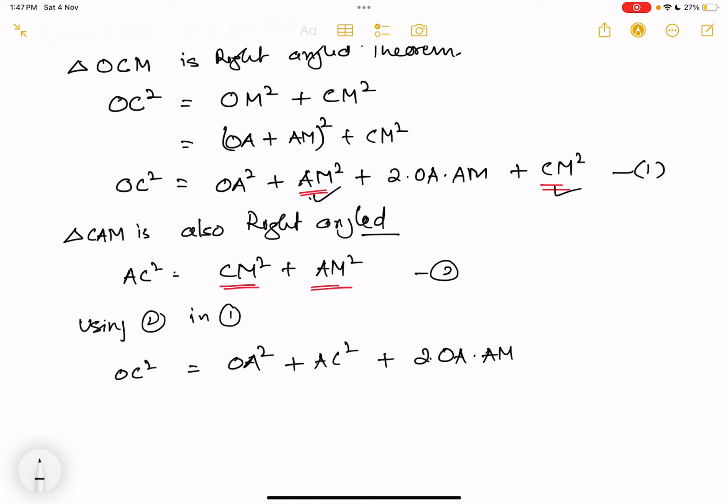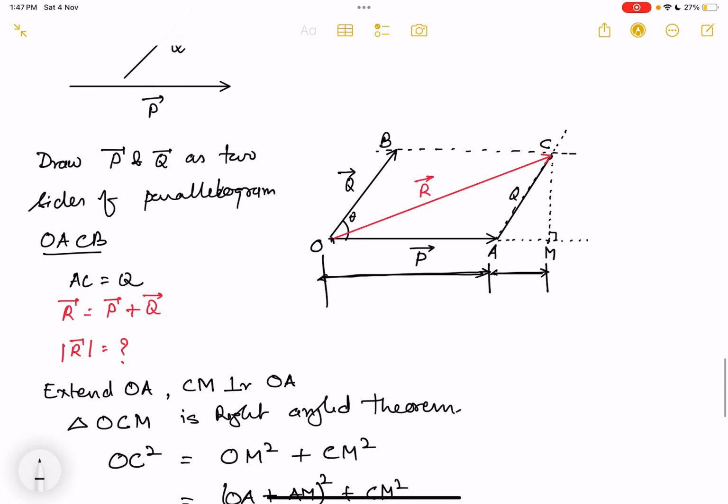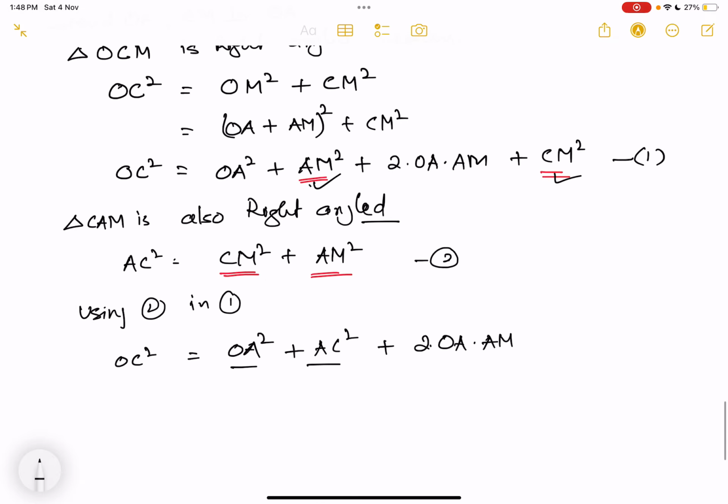Now we will look at what is OA and what is AC. If you look at it carefully, come to the diagram. OA is nothing but magnitude of P. Length of OA is nothing but magnitude of P. So I can write OA is nothing but mod of vector P, which is simply P. Okay? This we are talking about length OA, not the direction.